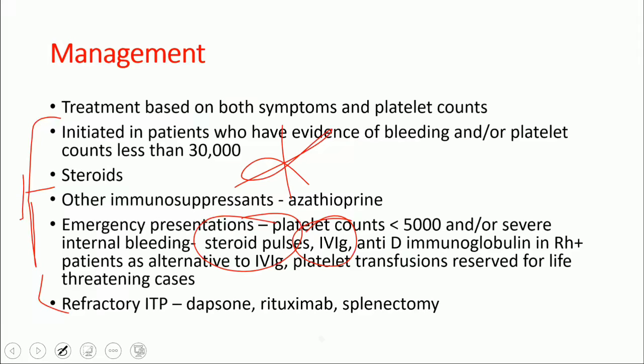Sometimes we use it as an alternative to IVIG when that is not available. It is available now, at least in maternal hospitals, but we use IVIG.